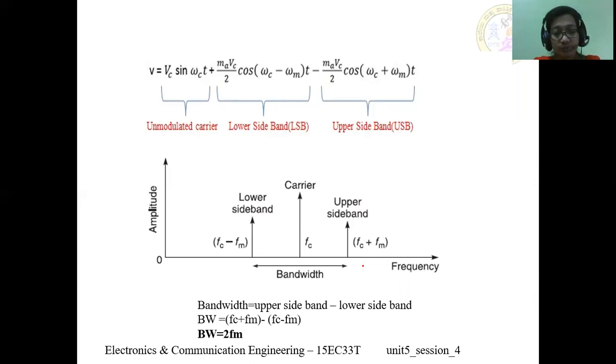MaVc by 2. So we can determine the bandwidth of this AM signal by taking upper sideband minus lower sideband. Here the upper sideband is at fc plus fm minus the lower sideband at fc minus fm. In these terms, fc gets cancelled out and we have 2 times fm. So the AM signal will have a bandwidth of 2 times fm.